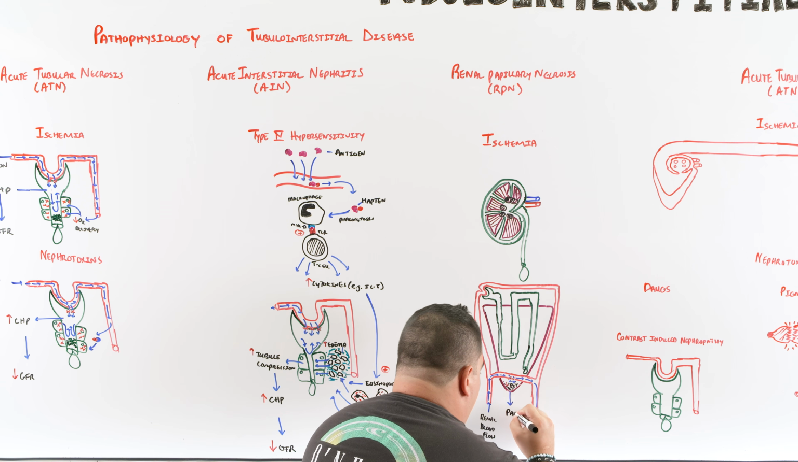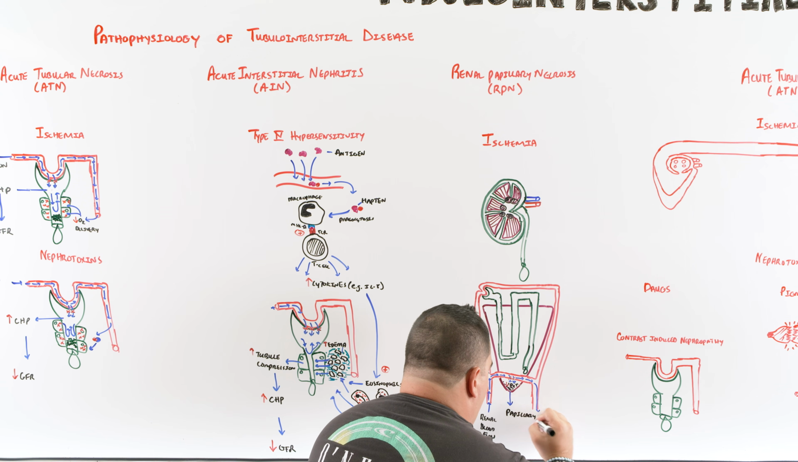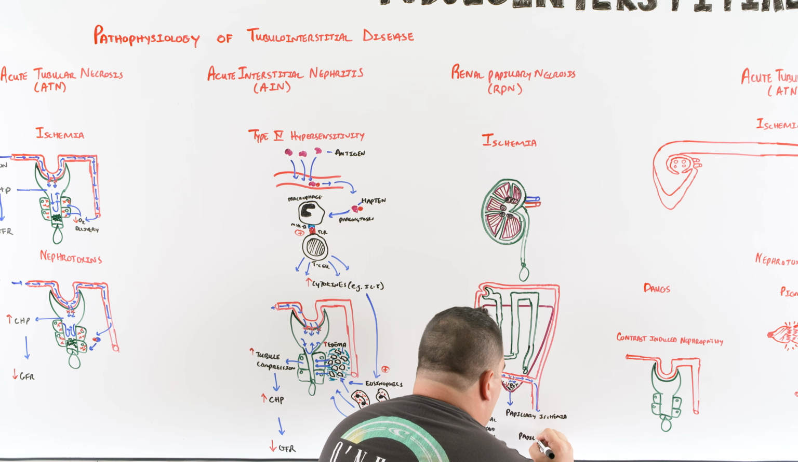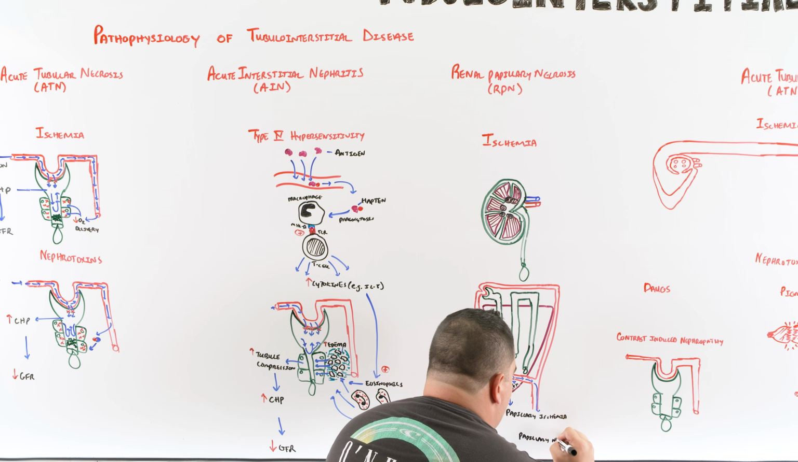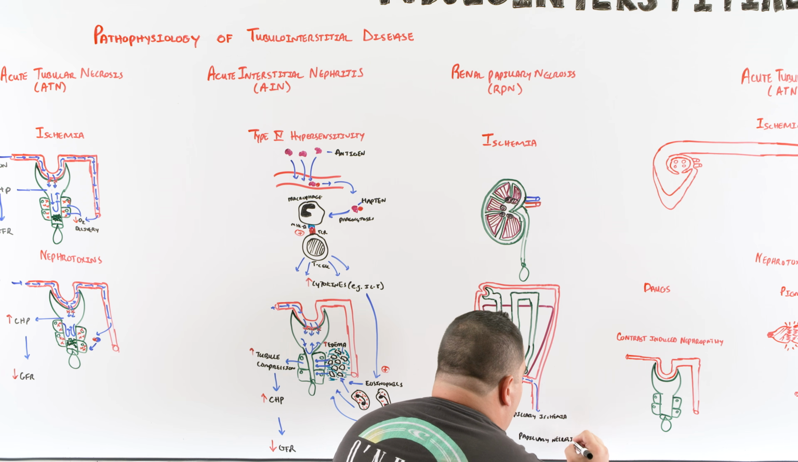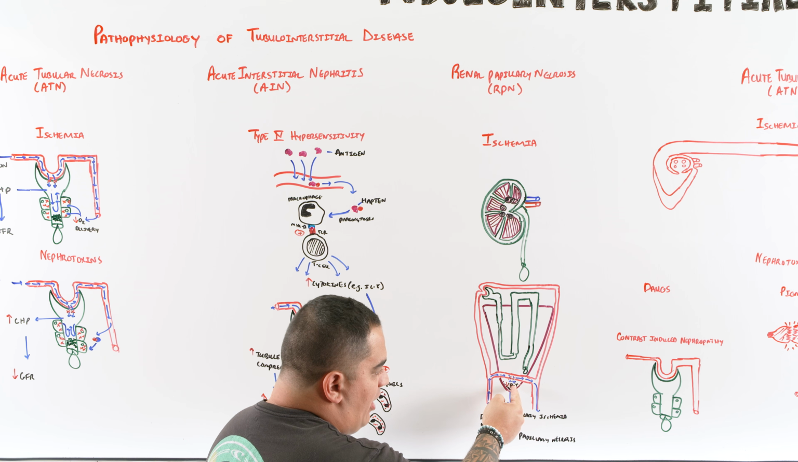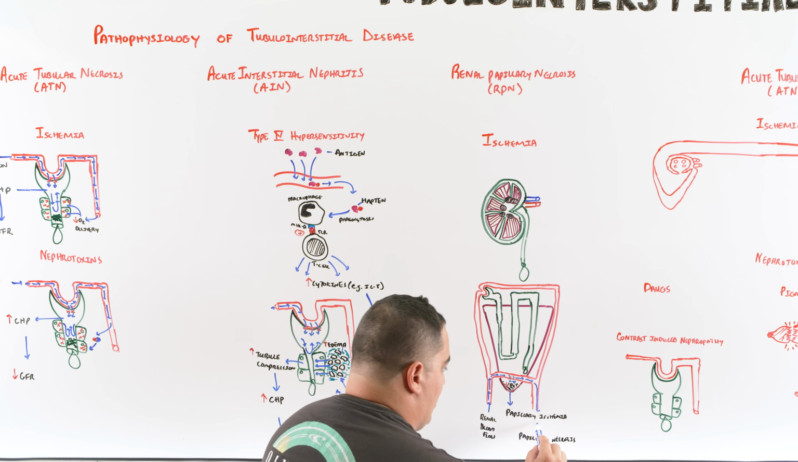So they'll undergo papillary ischemia that then, if not treated, will lead to papillary necrosis. So that's what we have to think about: what is actually causing this reduction of oxygen delivery to the renal papilla? That's really the question that comes about here.